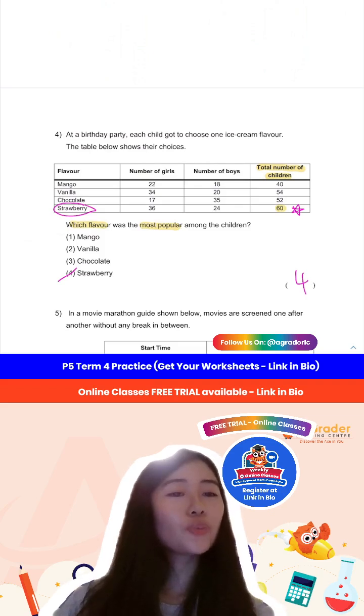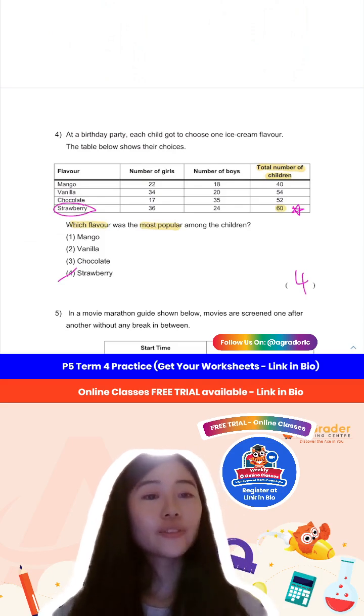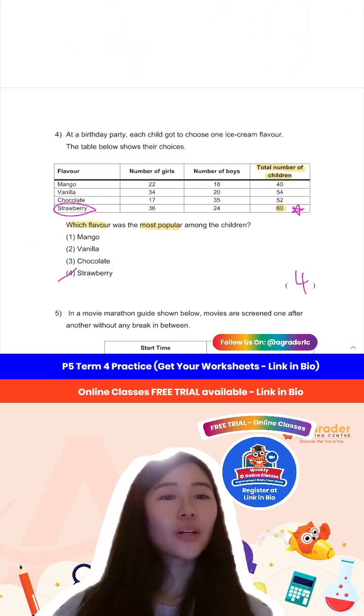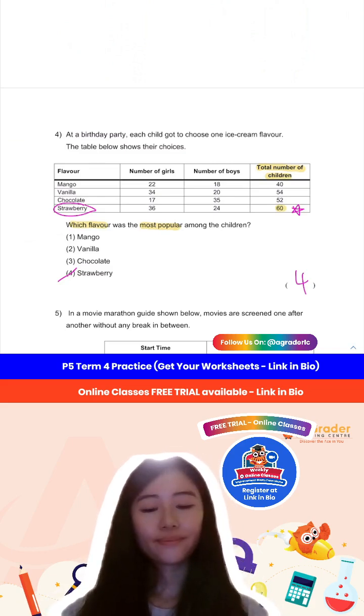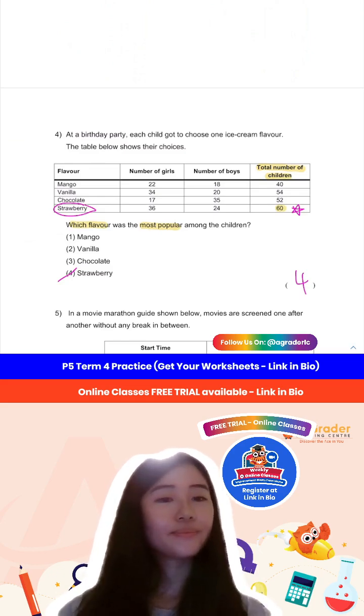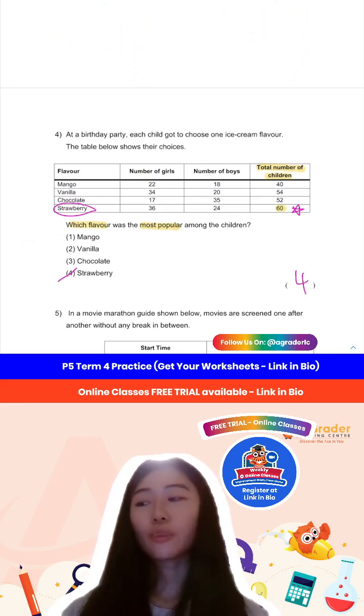Gerald, can we teach P4 math? Gerald, we do have TikTok live for P4 math. But it's not today, like it was last week. If you are P4, we do have TikTok live for P4.